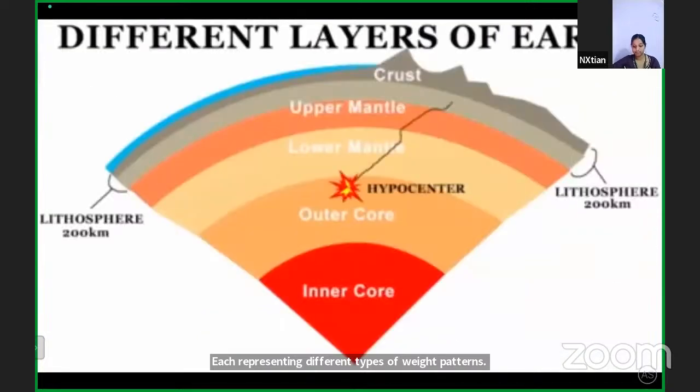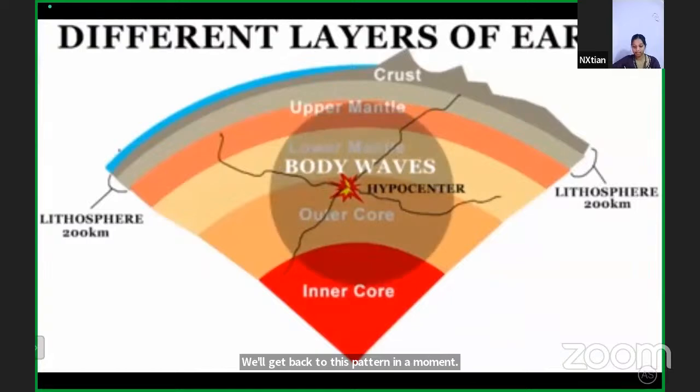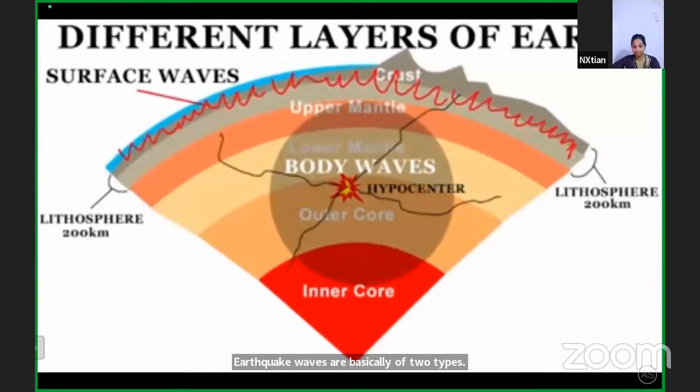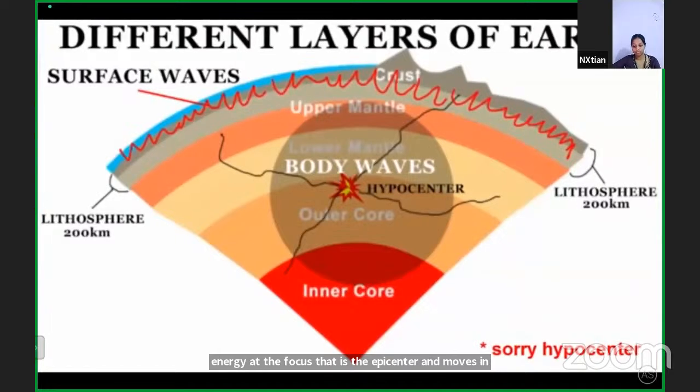Earthquake waves are basically of two types, body waves and surface waves. I need you to understand the term body waves. Sounds a little like something within the body, right? So the body waves are generated due to the release of energy at the focus, and move in all directions, traveling through the body of the Earth. It travels internally within the Earth and moves through the interior of the Earth. That's why it is referred to as body waves, because it is traveling through the body of the Earth like a tremor.